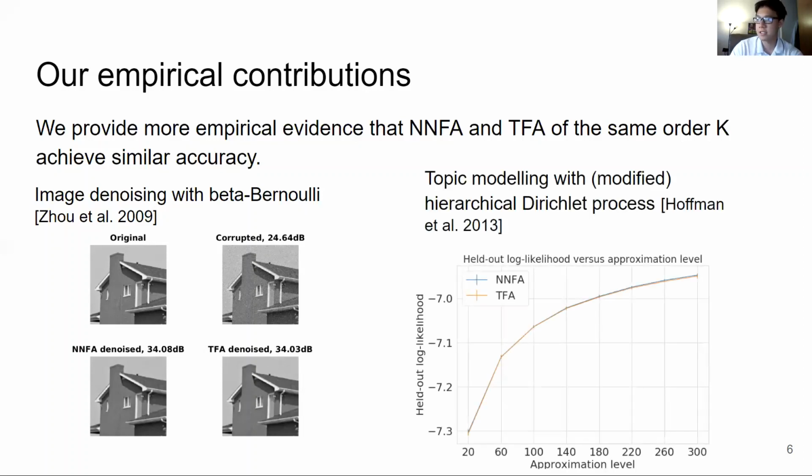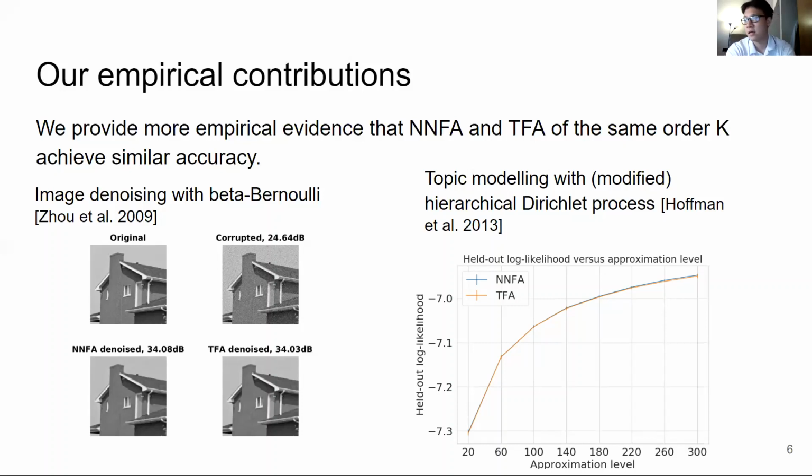The right figure is a topic modeling experiment. The ideal non-parametric process here is a modification of the usual hierarchical Dirichlet process. The x-axis plots the approximation order of NNFA and TFA. The y-axis plots the held-out log likelihood of the topic models trained on the same corpus. As the model capacity increases, both approximations attain higher log likelihood. Furthermore, there's no distinguishable difference between NNFA and TFA.